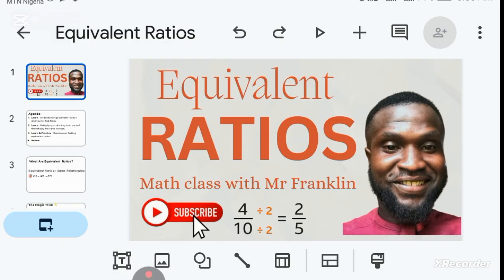Now today we are going to unlock the magic of equivalent ratios. Don't worry, this is gonna be super easy, super fun, and you will walk away feeling like a ratio star.